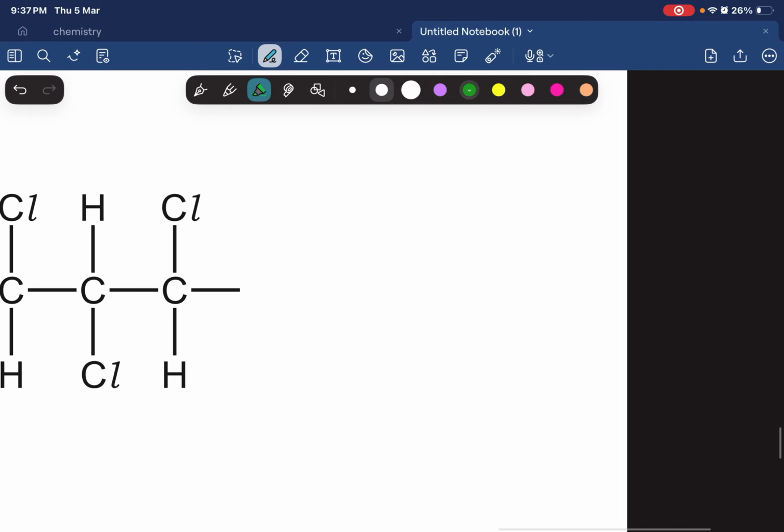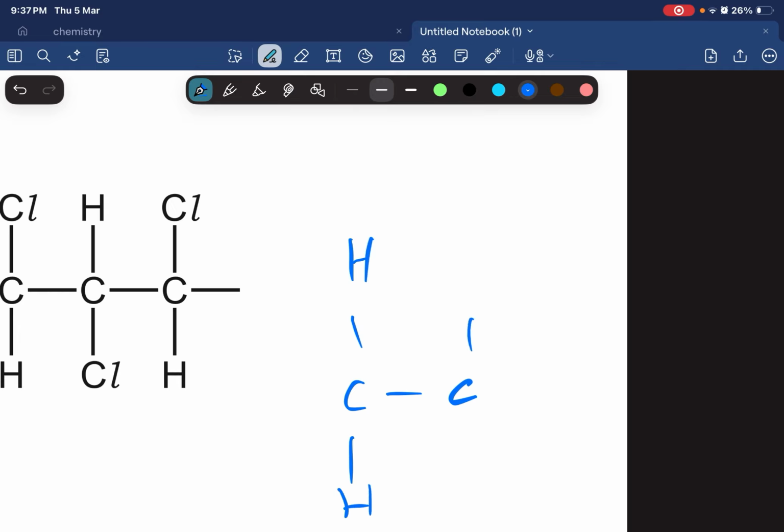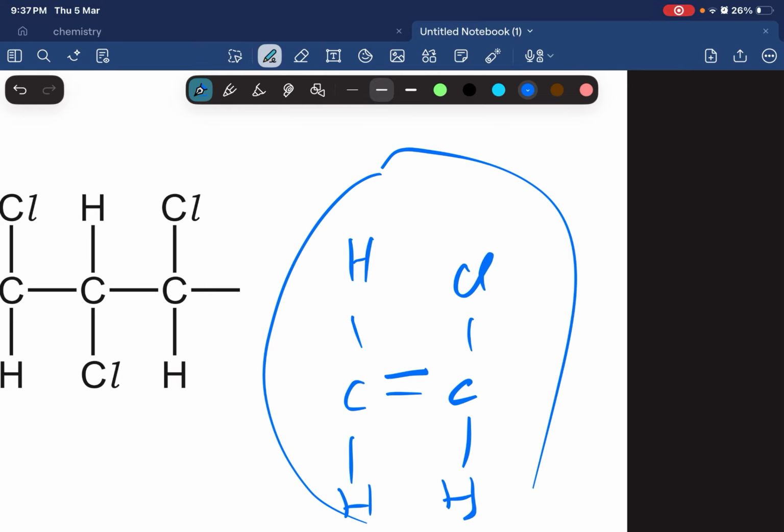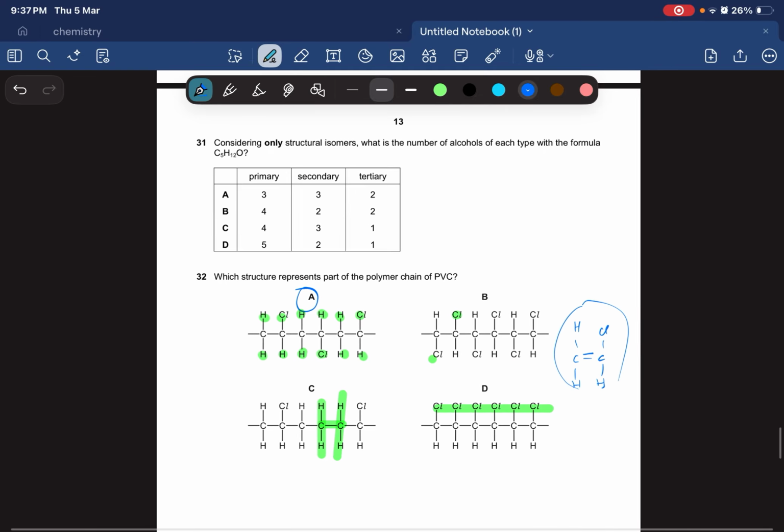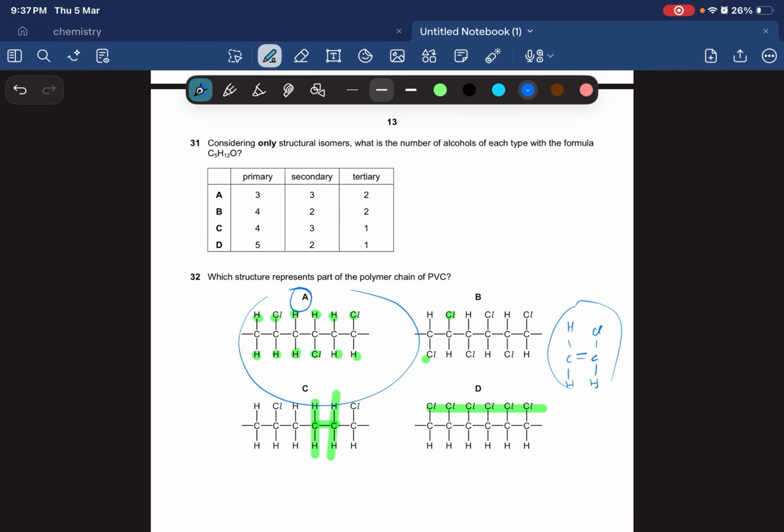No. For PVC, what do you have? You have carbon, carbon. That's the monomer for PVC. Hydrogen, hydrogen, then a chlorine, then a hydrogen, and then a double bond in between. So that's your monomer for polyvinyl chloride, and that's exactly shown in option A.